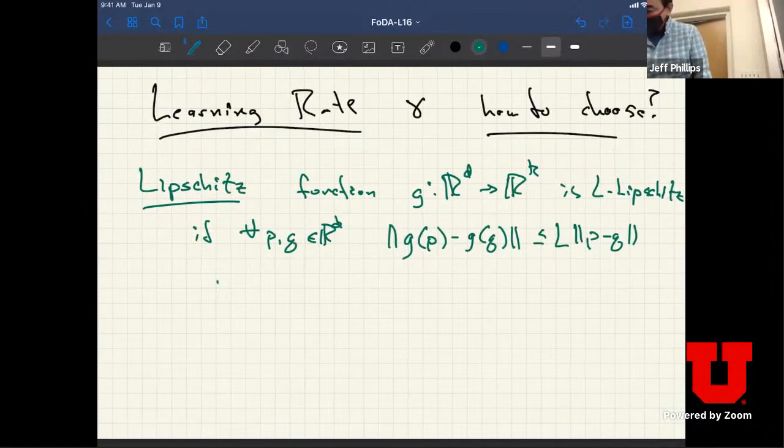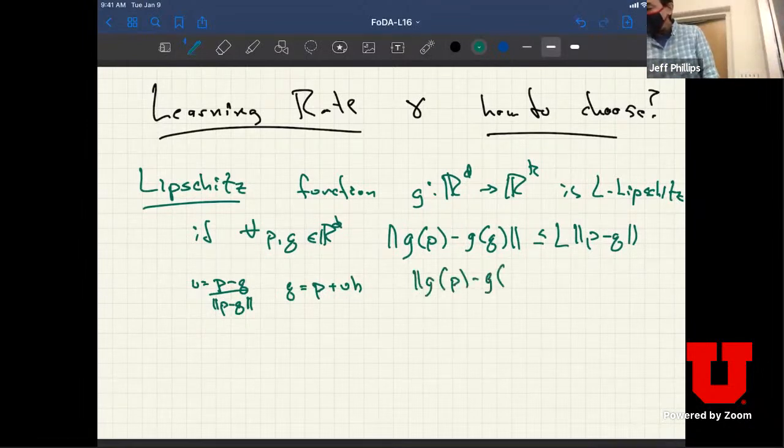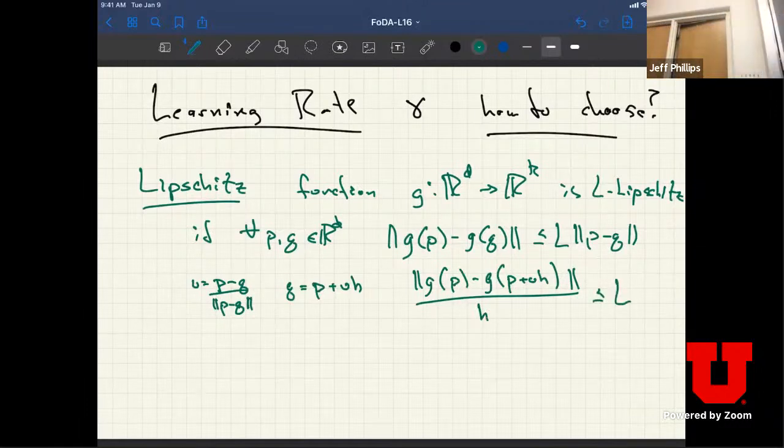If you think of U equals P minus Q over the norm of P minus Q, this is just some direction, and we set Q equal to P plus U times H. Now this looks like a directional derivative. This is just G of P minus G of P plus UH, and I can divide by the distance between P and Q, which is now exactly H, and I want this to be less than L. This means the directional derivative in all directions, which means the gradient, is always less than L. Okay, this will be useful.